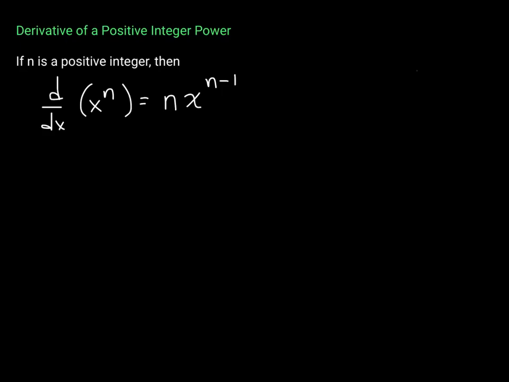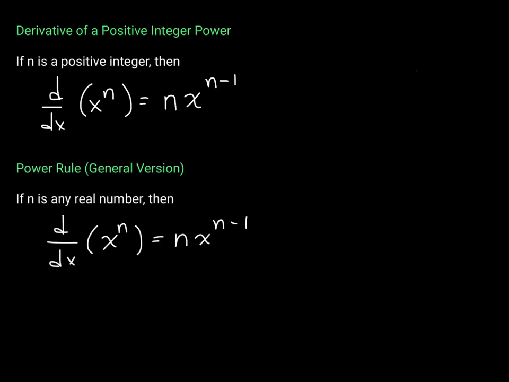All right, now the derivative of a positive integer power. So this rule we're going to use so often. If n is a positive integer, then the derivative with respect to x of your variable raised to this positive integer value, x to the power of n, is simply equal to n times x to the power of n minus 1. So notice that this power n becomes the coefficient of your variable. It comes down, if you will, in front of x. And now the power is decreased by 1 unit.